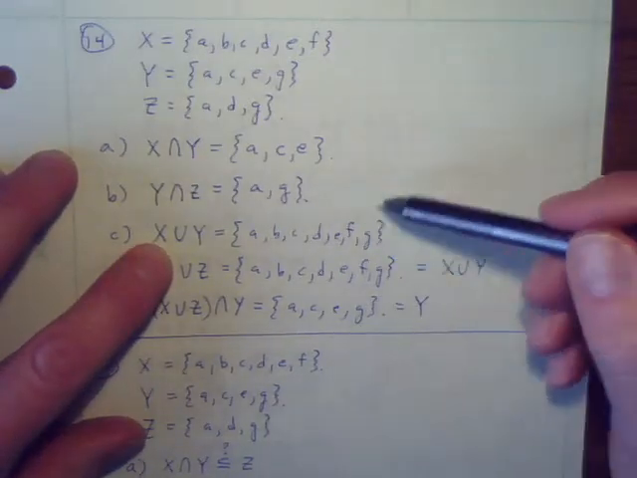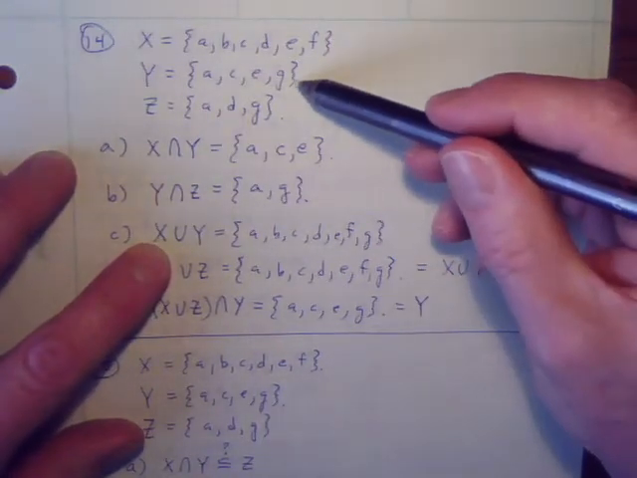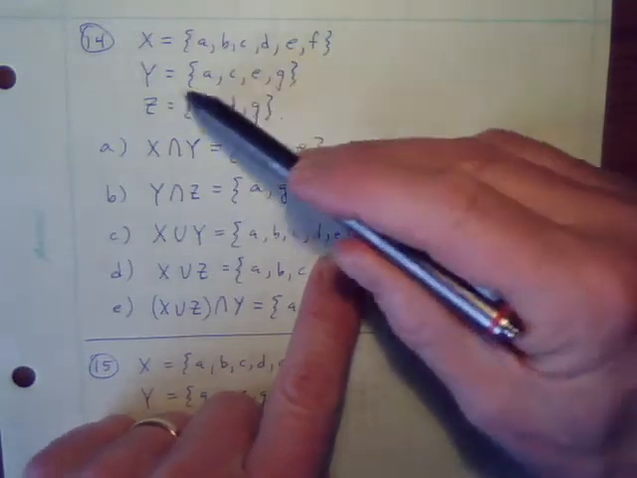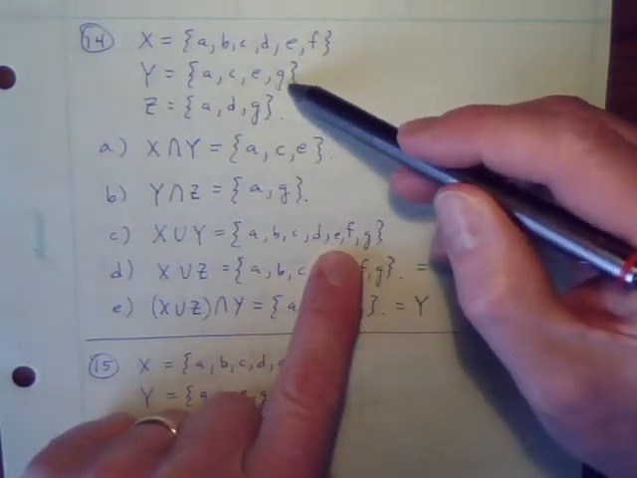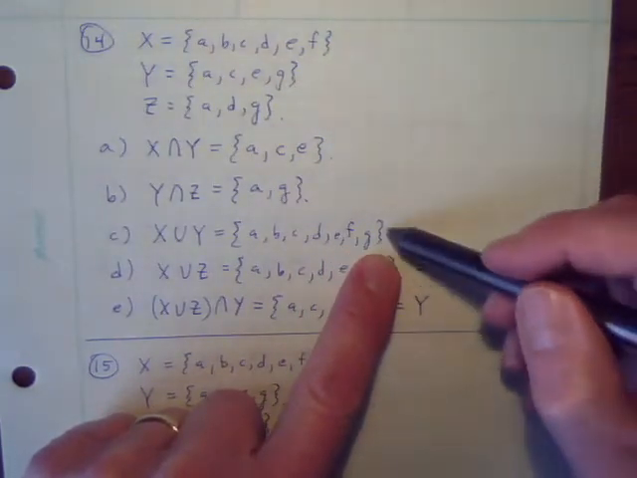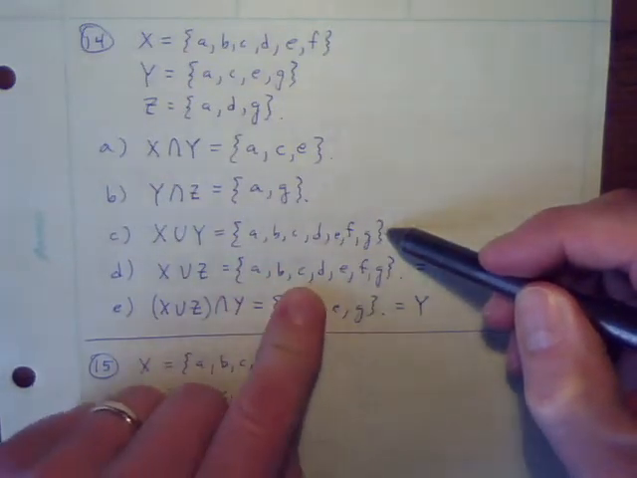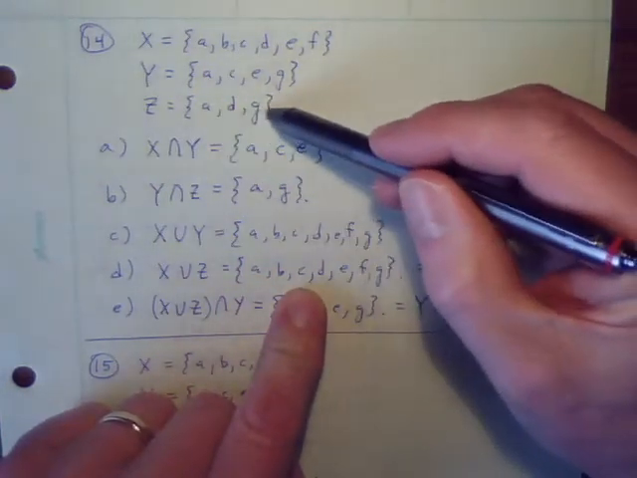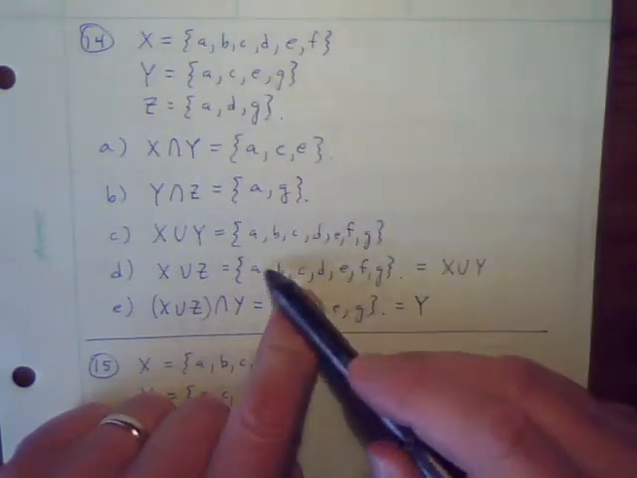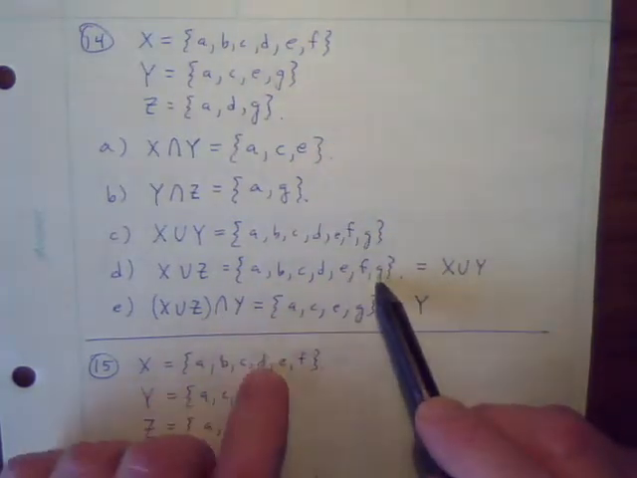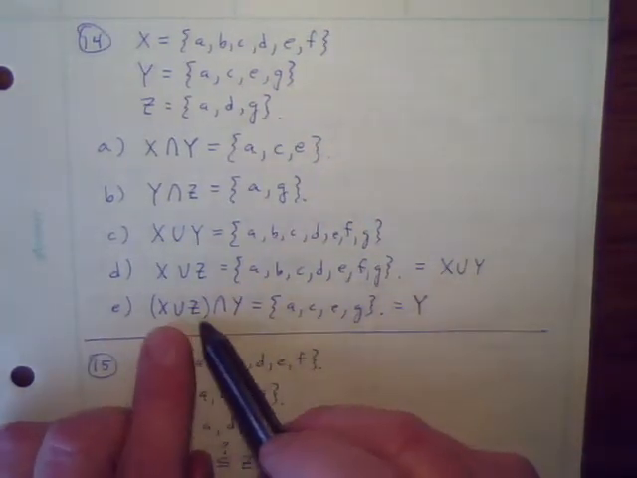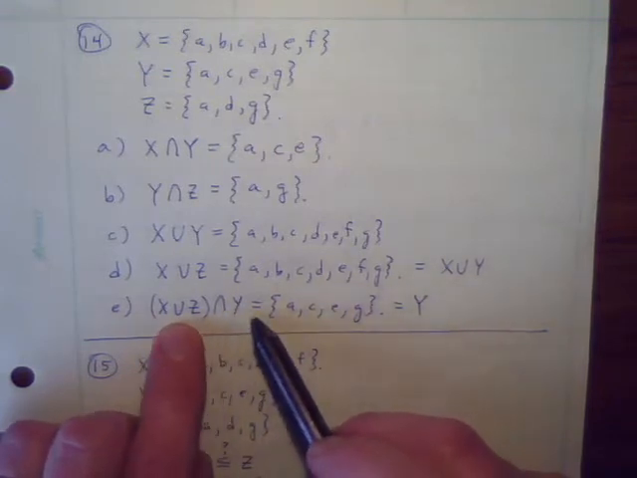X union Y. We take everything in X, add it to everything in Y. And everything in Y is also in X except for G, so I just add the G to the set X. X union Z, same thing. Z has a G in it, and the A and the D are redundant, and so I go A through G.